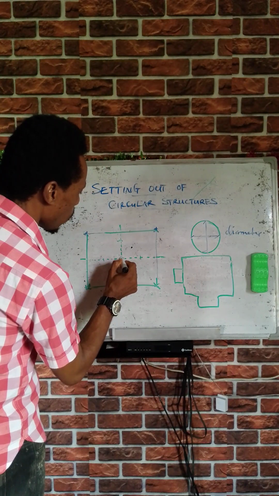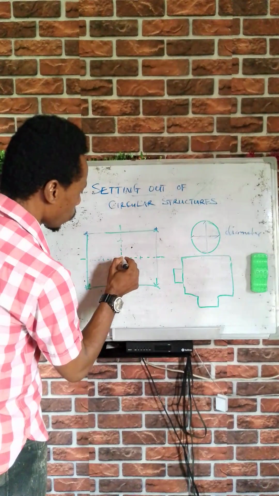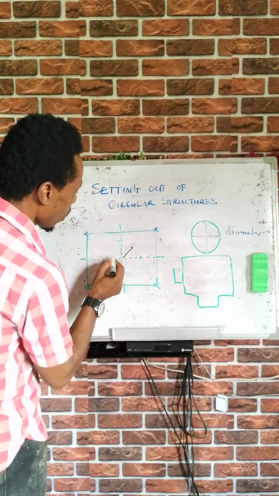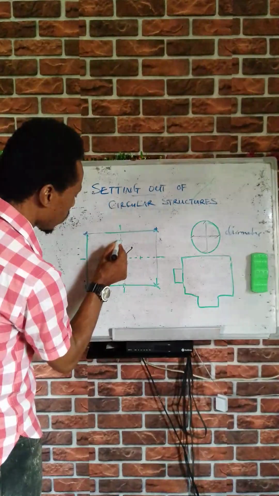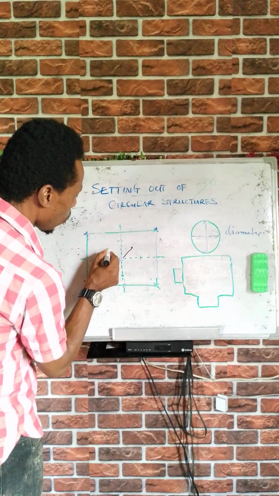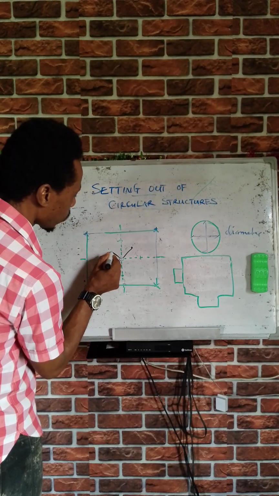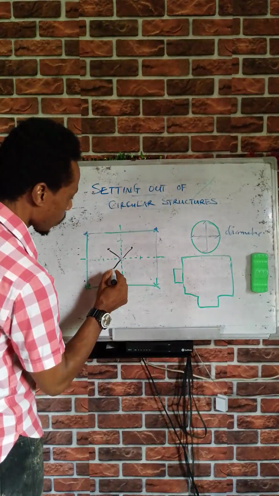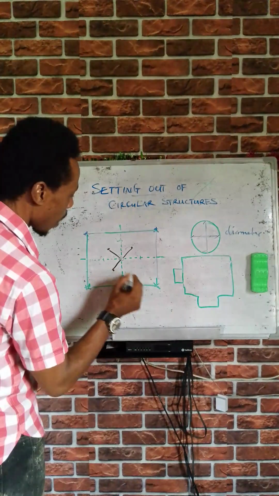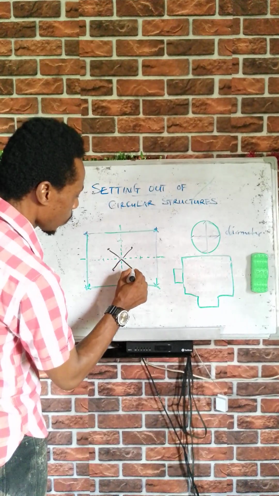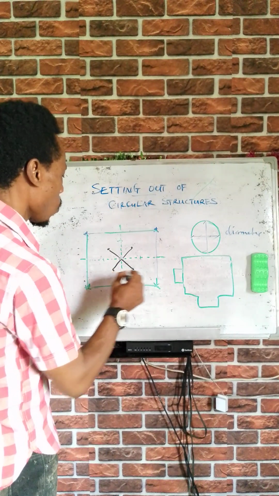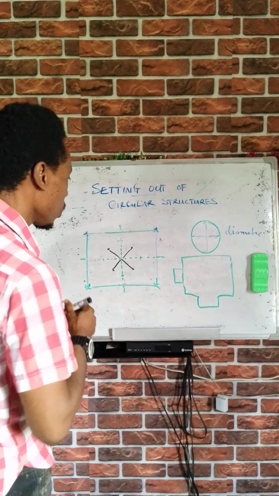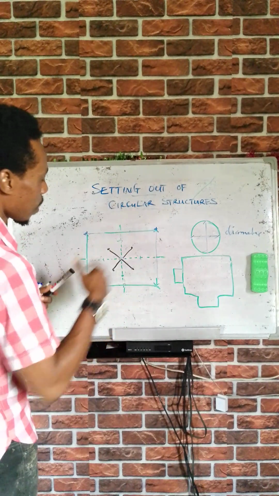Now you measure the same radius to this point. From here you divide this, get the middle, then you run the same radius to this point. The same thing happens here. You repeat the same procedure here. Once you have done this, you have achieved this circle.